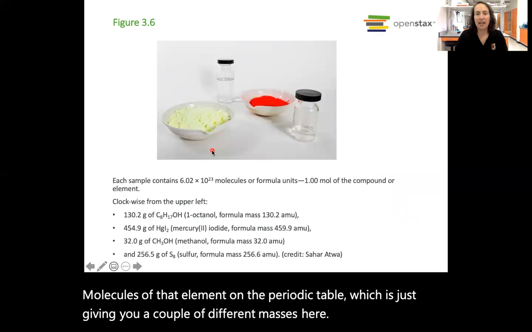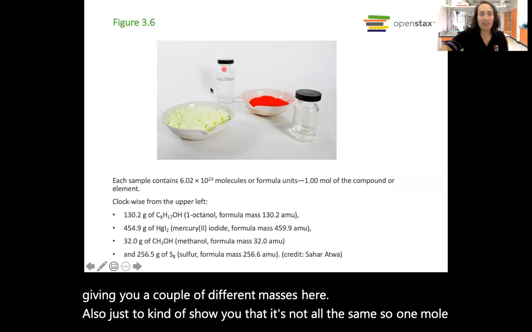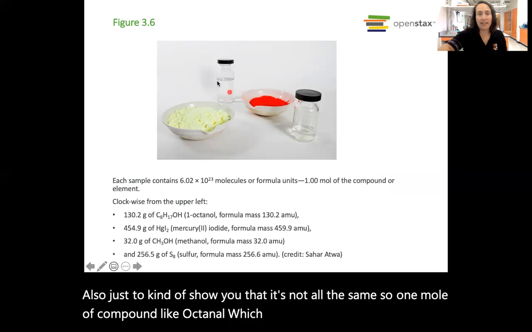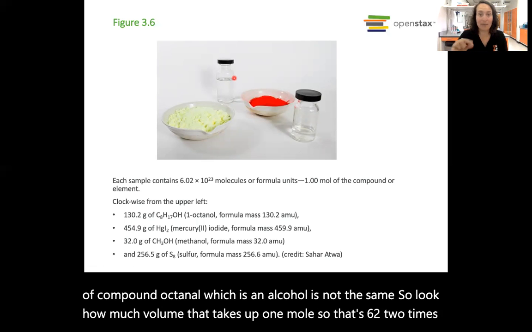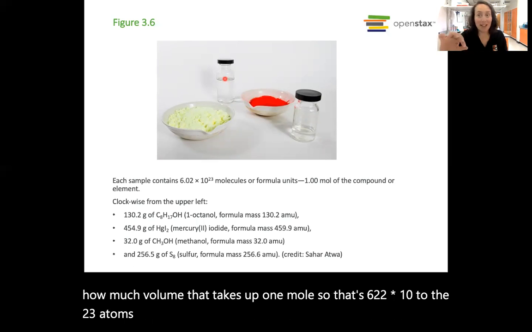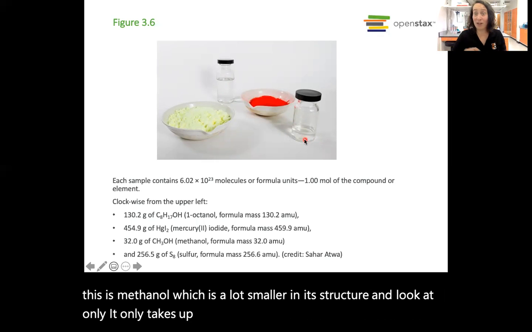Also, just to show you that it's not all the same, 1 mole of a compound like octanol, which is an alcohol, is not the same. Look how much volume that takes up, 1 mole. That's 6.022 times 10 to the 23 molecules of octanol here. But this is methanol, which is a lot smaller in its structure, and it only takes up about a third of the volume.